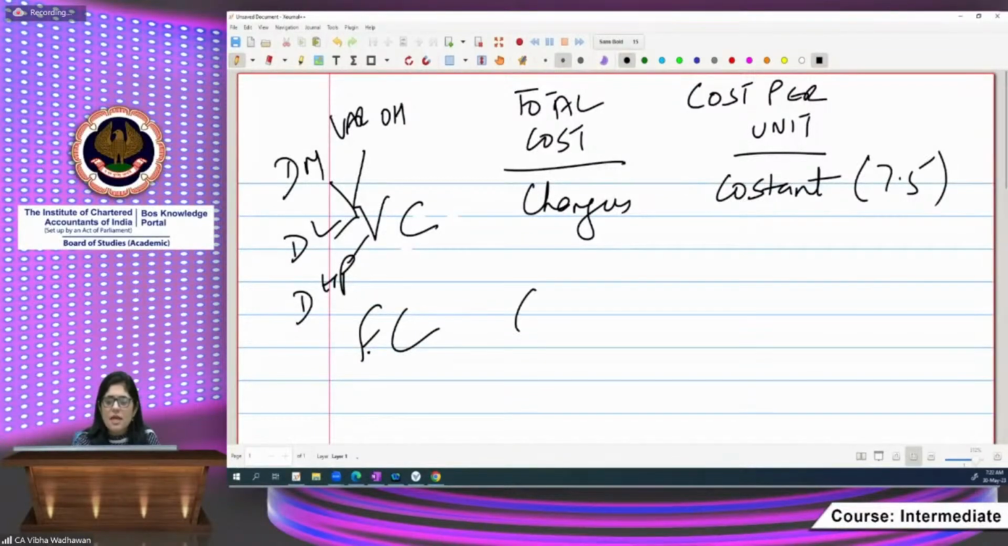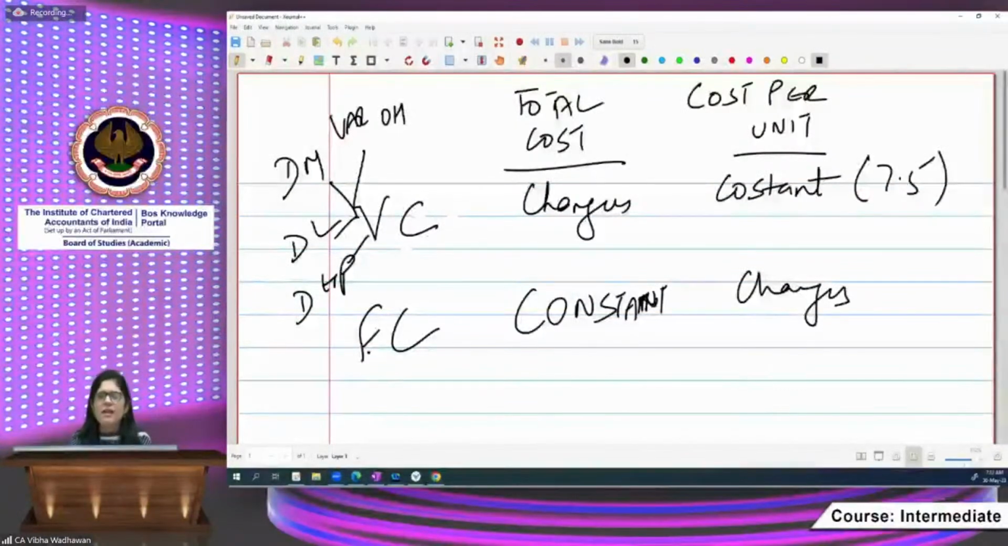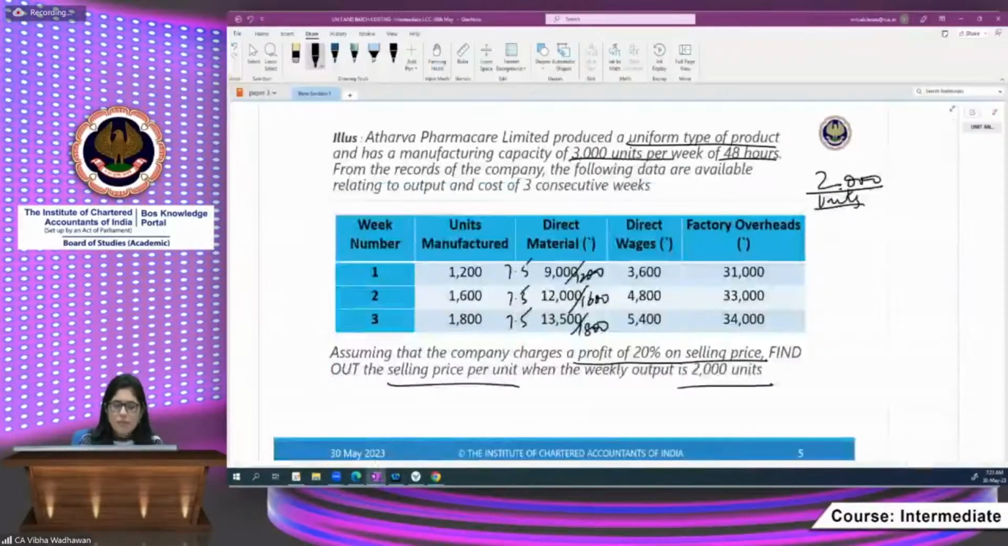Fixed cost, total cost is generally constant, and cost per unit changes. This is a very, very important fundamental you have to understand. Variable cost in total always changes and per unit remains constant. Fixed cost in total remains constant generally in the short run, and per unit it always changes. Clear? This is a very important fundamental to understand and to remember.